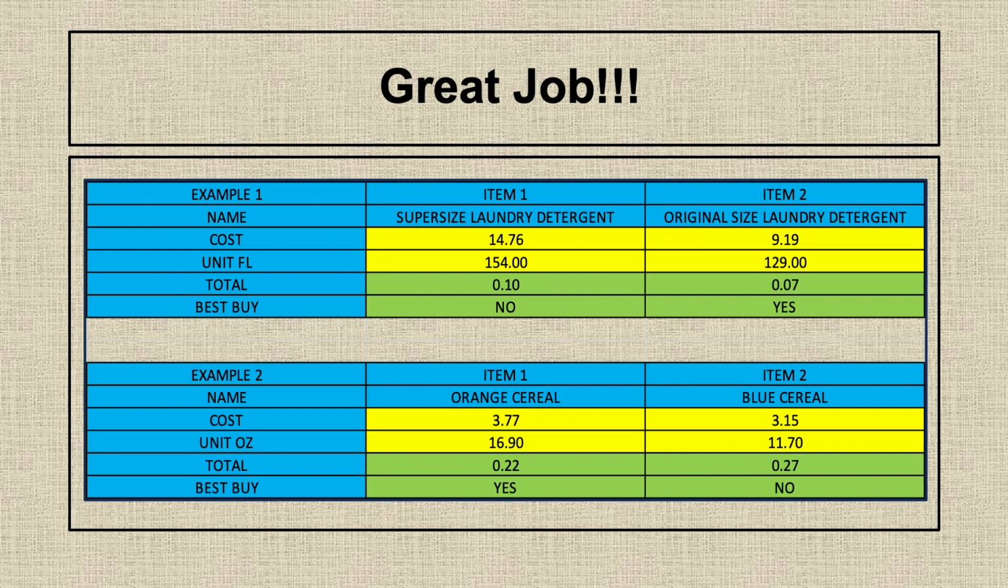This concludes this presentation on how to create a best buy calculator with a Microsoft Excel spreadsheet by using the cost per unit method.